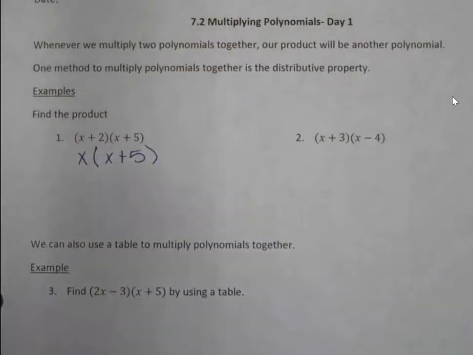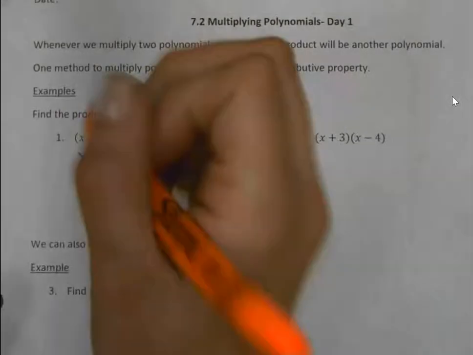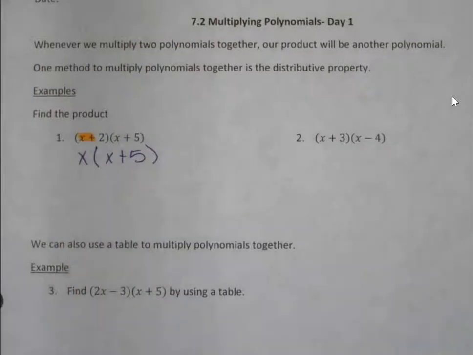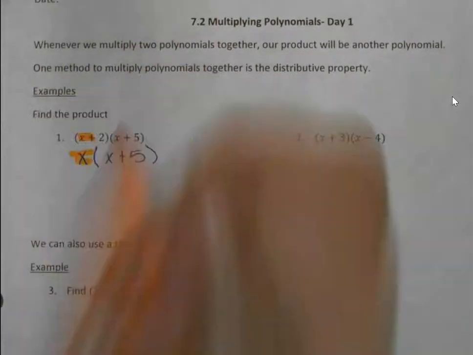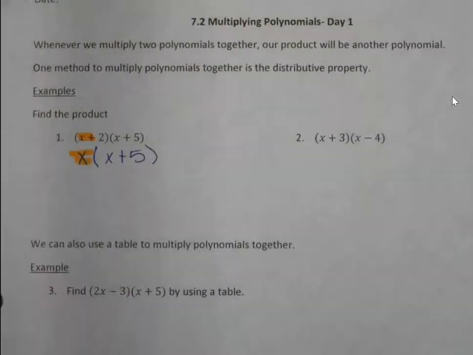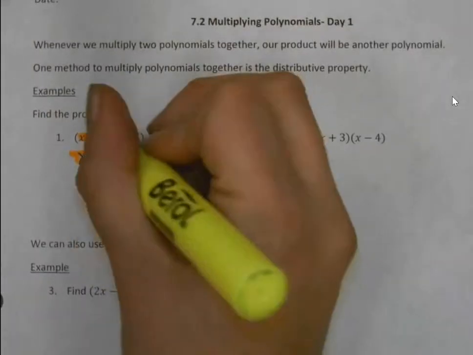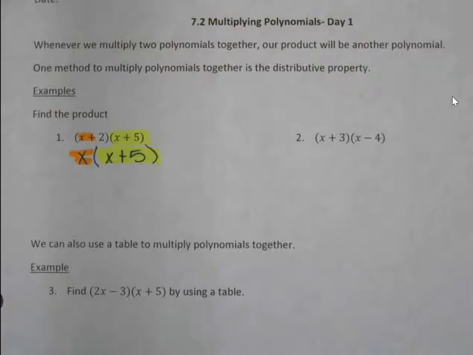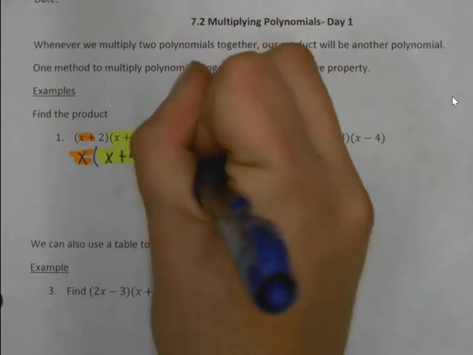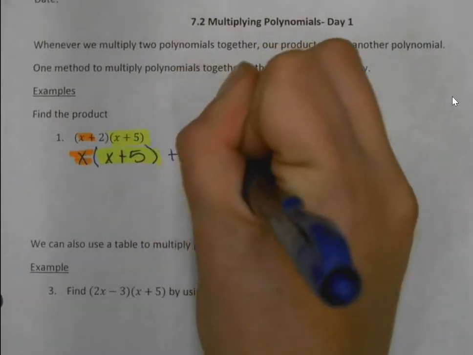So what I do is I take the first piece, the x from the first set of parentheses, and I write that with just the second set. And then I'm going to do the same thing. I'm going to write plus 2, x plus 5 at the end.